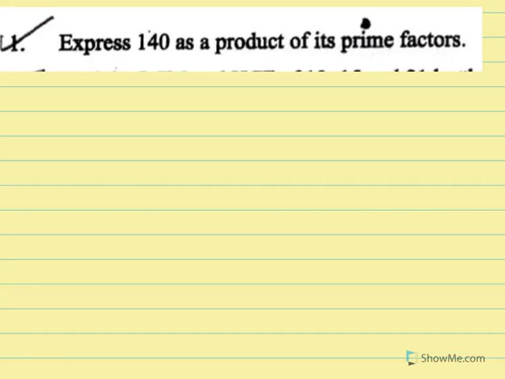Express 140 as a product of its prime factors. So 140, you do your short division. So it is 70, 2, 35, 5 into 7, and 7 into 1.